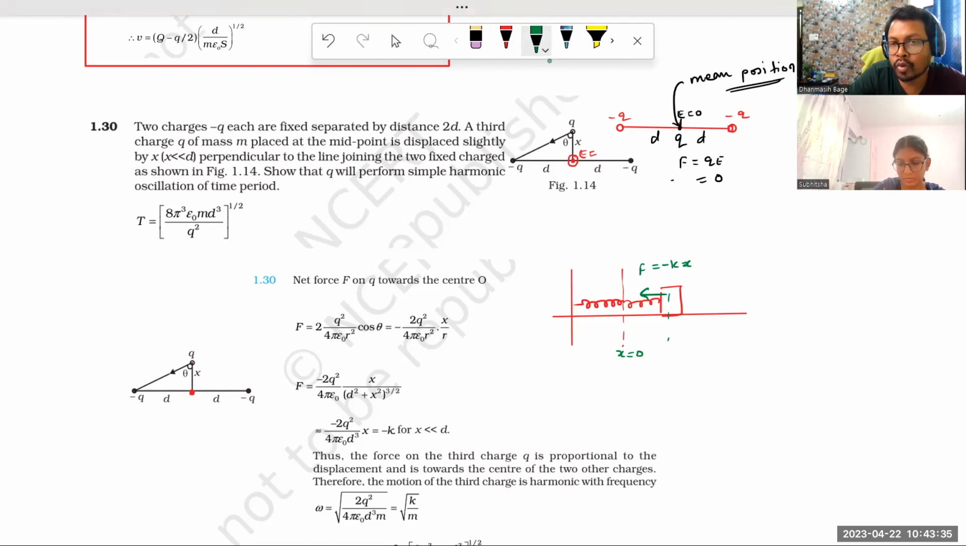If any motion can be described with the force F equal to minus kx, then that motion is simple harmonic motion. Very simple. That is the definition of simple harmonic motion. So here we just have to prove that force is directly proportional to the displacement. Once we do that, it is proven that the motion of the body is simple harmonic motion. So we just need to show that the net force acting on charge Q is directly proportional to the displacement. So how are we going to do that?